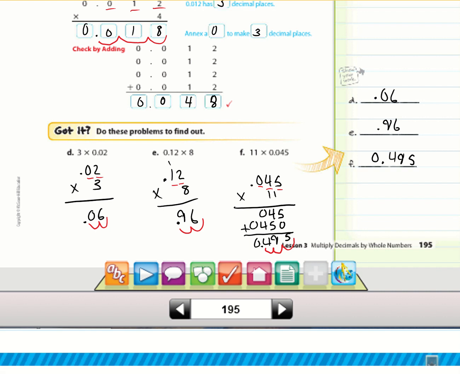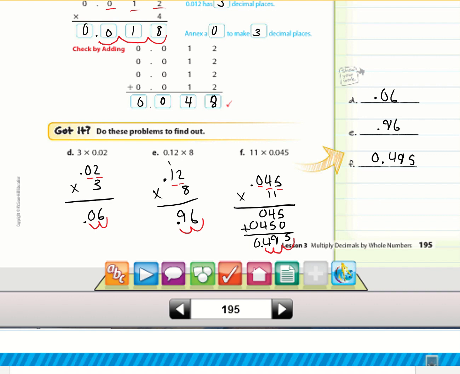Alright, sorry about that. I realized that I did not pause. So we have 600 thousandths, we have 96 hundredths, and then we have 495 thousandths. So just make sure that we see that there's two decimal places. We have 2 loops. For D and E, we have 2 decimal places with 2 loops. For F, we have 3 decimal places. We have 3 loops in our answer. And just because 11 is now in our tens column, the rule still applies. So we have 3 decimals to the right of the decimal place, so we have 3 loops to find out where our decimal place goes.